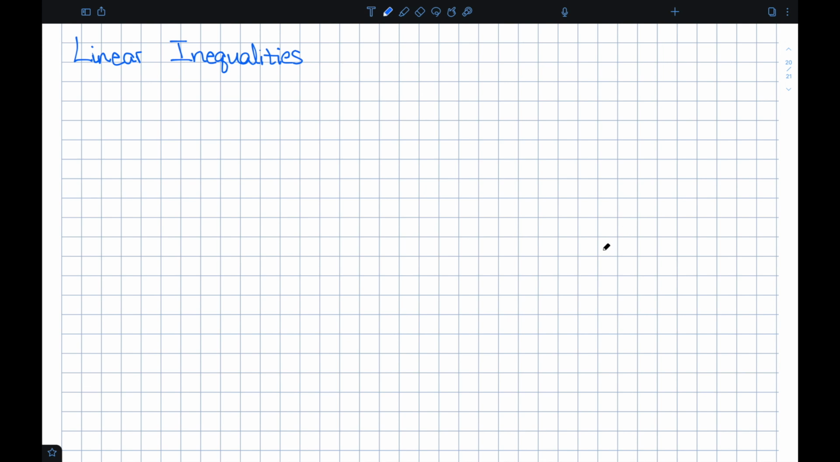Now that we know how to graph lines, let's look at graphing linear inequalities. These are going to be things of the form y is greater than 2x plus 4, or y is less than or equal to negative 1/3 x minus 1. I'm essentially just changing that equal sign to one of my 4 inequality signs: greater than, less than, greater than or equal to, less than or equal to. And in order to graph these, we're going to have a step-by-step process.